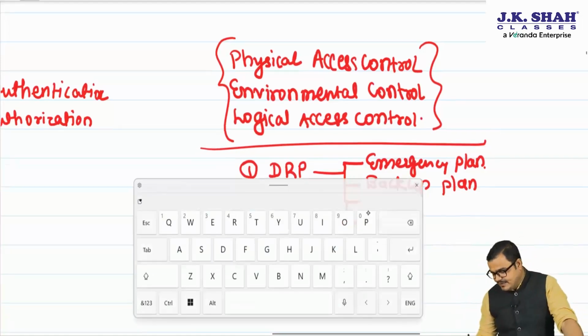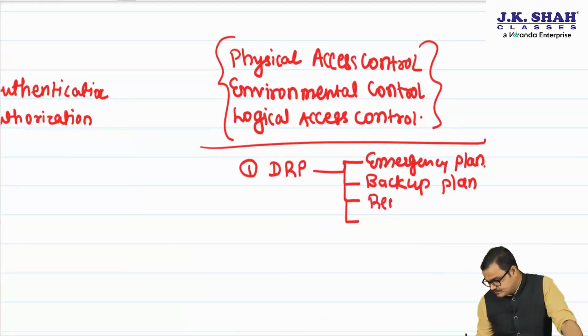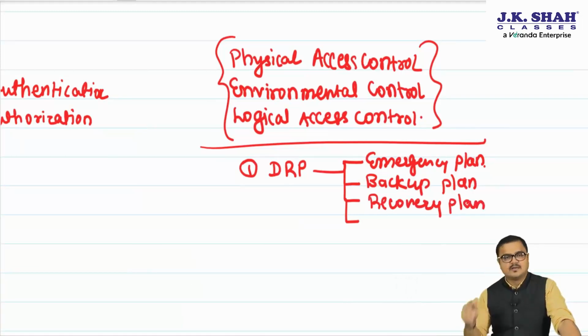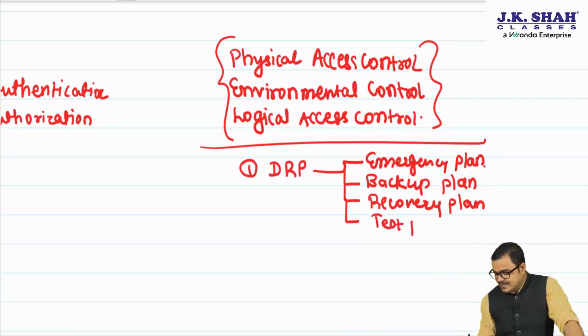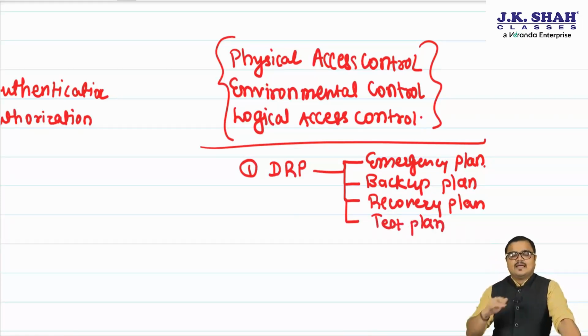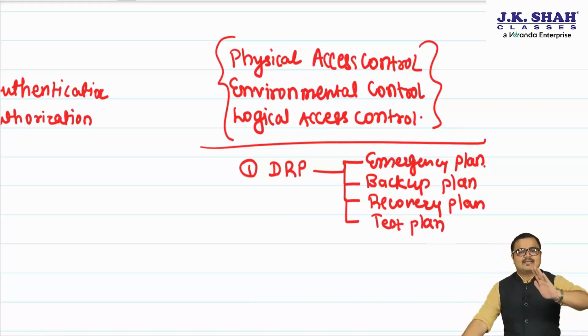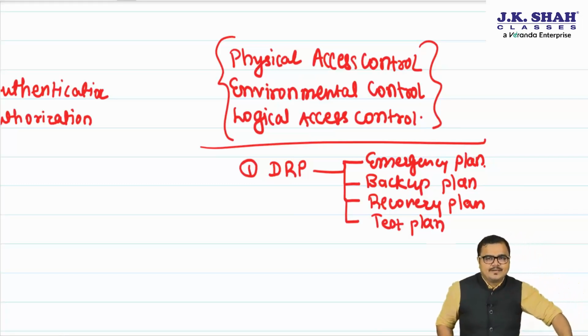Third, recovery plan. This is all about moving towards the normal side. And last one, test plan. Once the data system is back to normal, we have to take certain tests to ensure that the system is now working as expected, as appropriate.